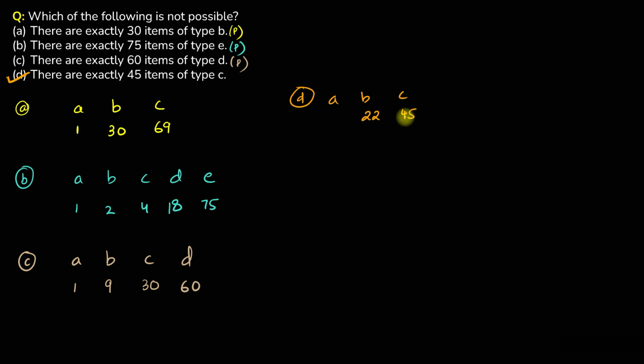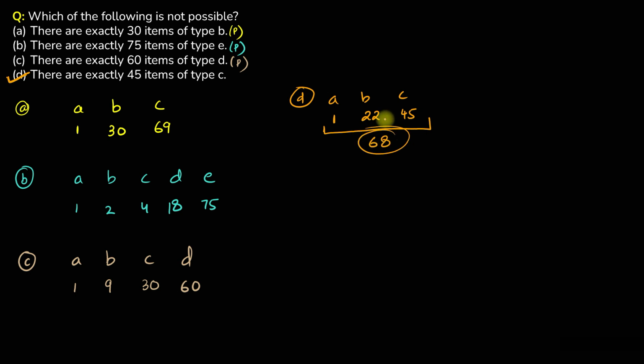So half of this is 22.5. So B can be maximum 22 and A we know is definitely 1. So with just the 3 of these types where C is 45, the total number of items that we can have is 23 plus 45, which is 68.